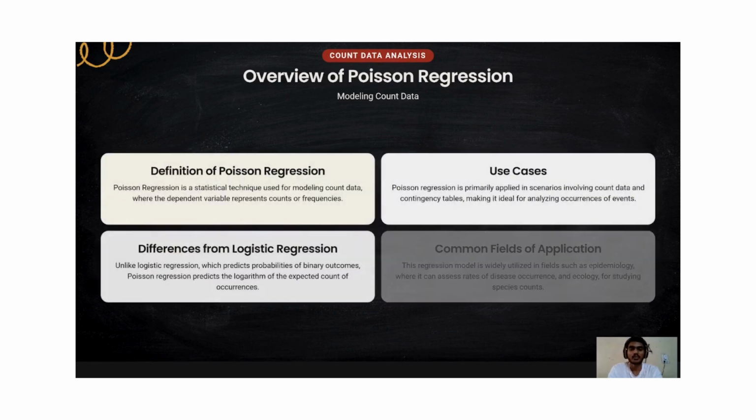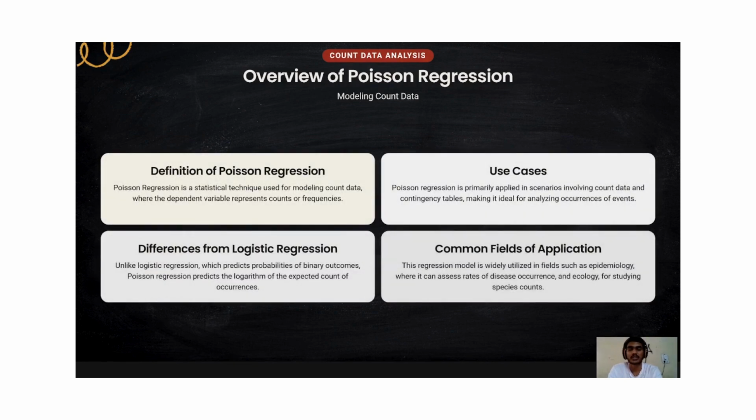Overview of Poisson regression. Definition. It is a statistical technique used for modeling count data where the dependent variable represents count frequencies. Use cases. Poisson regression is primarily applied in scenarios involving count data and contingency tables, making it ideal for analyzing frequencies of events. Difference from logistic regression.